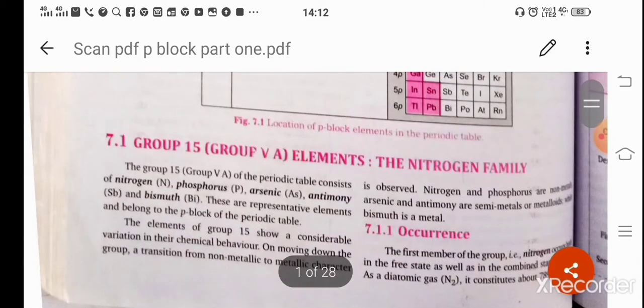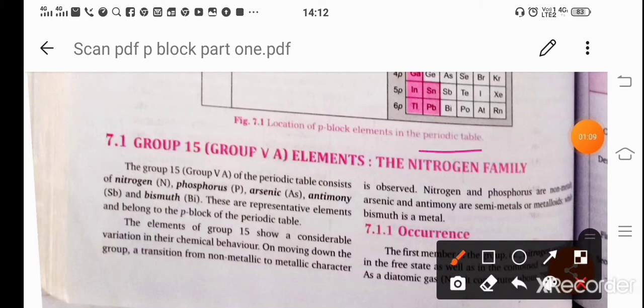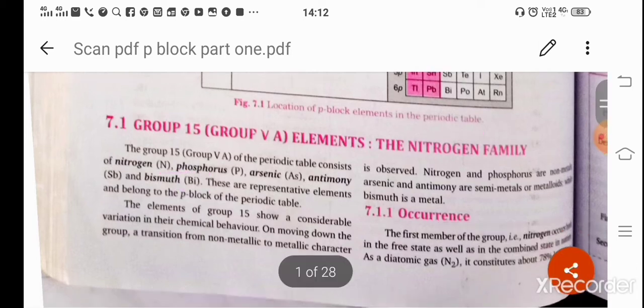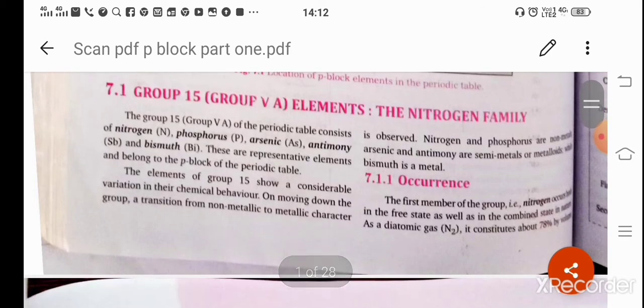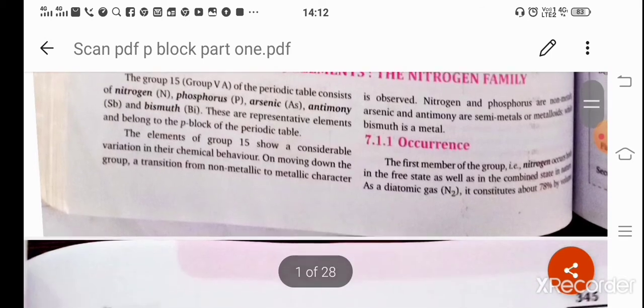Group 15 is also known as the nitrogen family, based on the first member of the group. Let us discuss all the elements present in group 15: nitrogen, phosphorus, arsenic, antimony and bismuth.